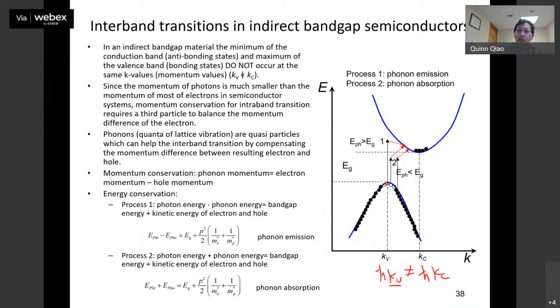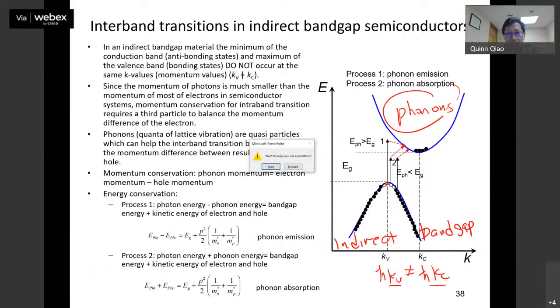That way you have to involve a phonon, right? Phonons are involved to keep the momentum the same. And that's why this is called an indirect band gap. The indirect band gap has lower light absorption because it involves phonon absorption, which involves the momentum. Okay.